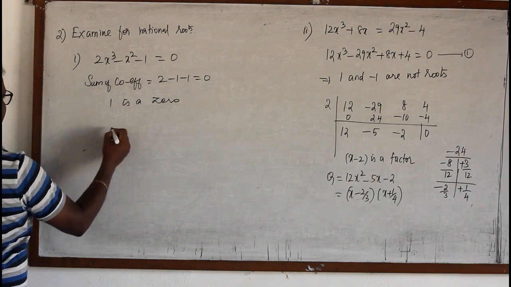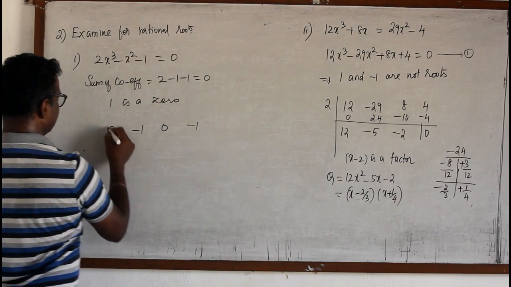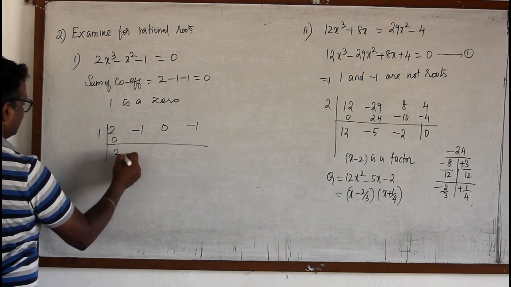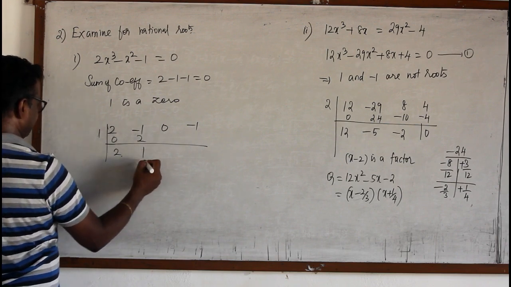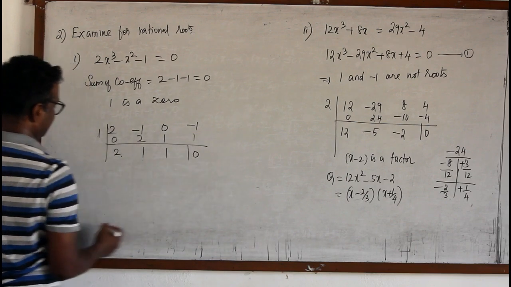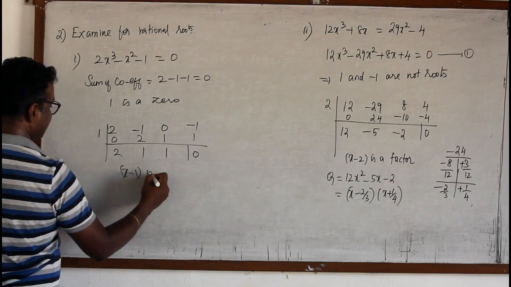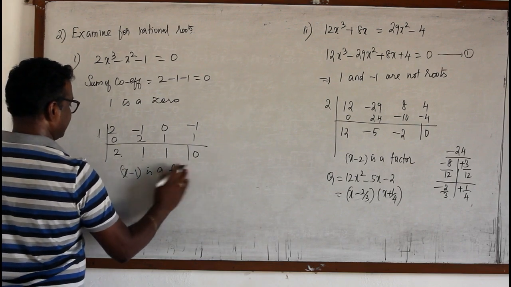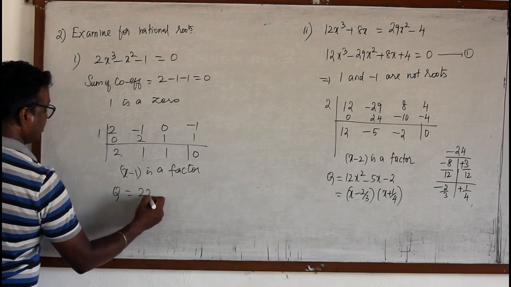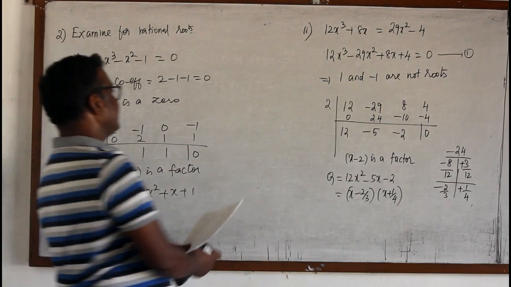That means 1 divides 2, minus 1, and there is no x term, so 0, minus 1. When I divide by 1, 2, 2 ones are 2, it is plus 1, adding 1, 1, and it becomes 0. Therefore, x minus 1 is a factor. Now the quotient is 2x square plus x plus 1, which cannot be factorized.